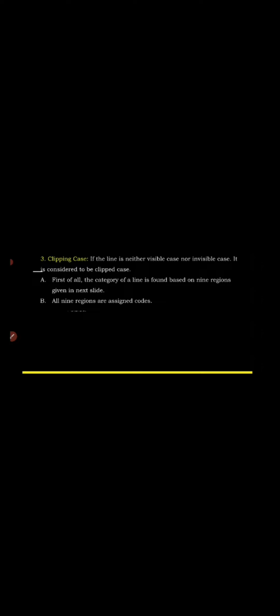The third case is the clipping case. If the line is neither visible nor invisible, then it is considered a clipping case. So what is the clipping case, and how to do this? First of all, the category of a line is found based on the 9 regions given in the next slide. We are dividing the area into 9 regions, and each region has its own meaning. First we have to check in which of the 9 regions the line is found. All the 9 regions are given codes, and each code is of 4 bits. If both the end points of the line have all bits 0, then the line is considered to be visible. Let us see with an example in the next slide.